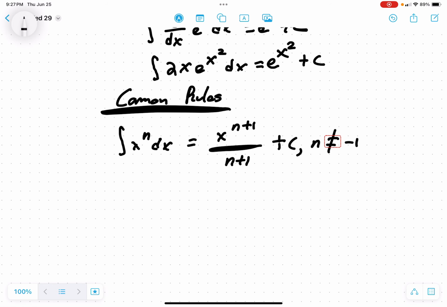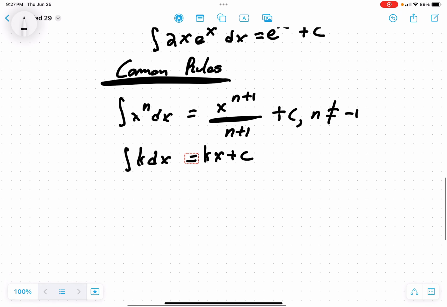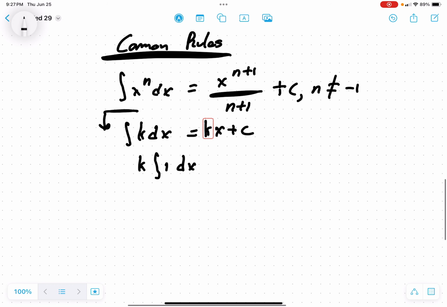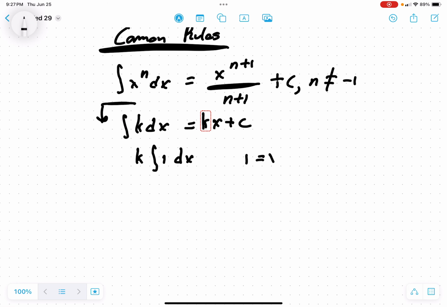Then we looked at this in another video, the integral of k dx, where k is some constant, equals kx plus c. Now, I want to elaborate on this rule a little bit and why it works. From our properties of integrals, we know that we can take out this k and put it in front of the integral. So then I get k times the integral of, and there's an imaginary 1 here, dx. Now, what if I use the power rule on 1? Well, I can express 1 as being equal to x to the 0th power. So now I have k times the integral of x to the 0 dx.